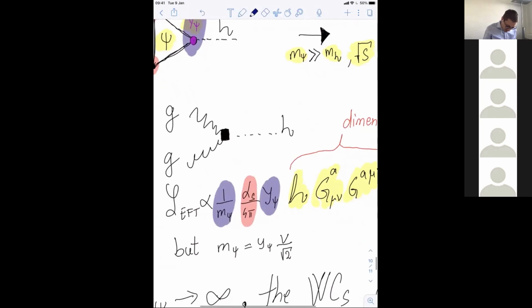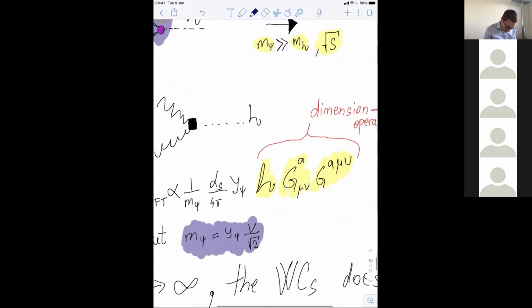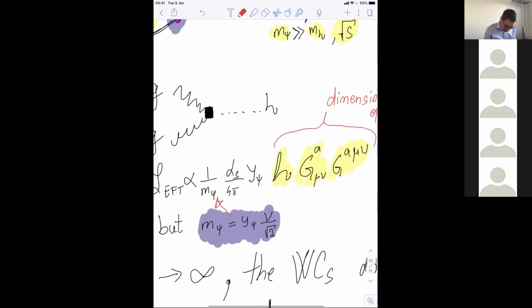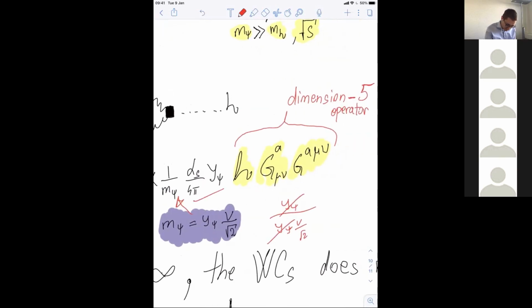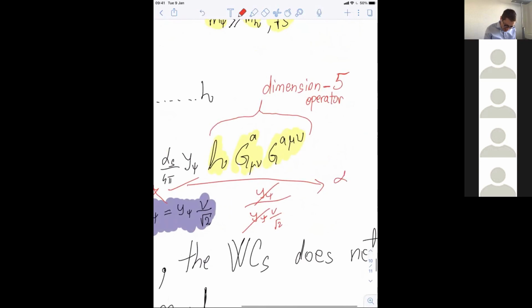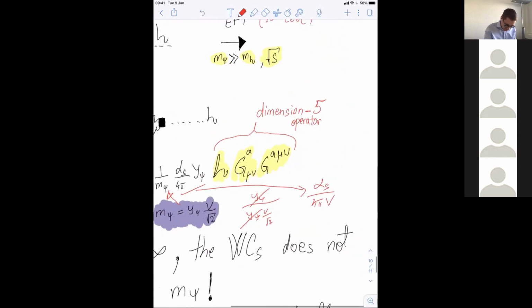Okay. But what I want to show you here is that Higgs couples to a heavy particle proportional to its mass, right? Now, if we plug in this, for example, here, then we will get that the Wilson coefficient will be independent of the mass. So the coupling will cancel, and the Wilson coefficient will be something which is just alpha strong over 4 pi v. v is the vev of the Higgs. That's it.